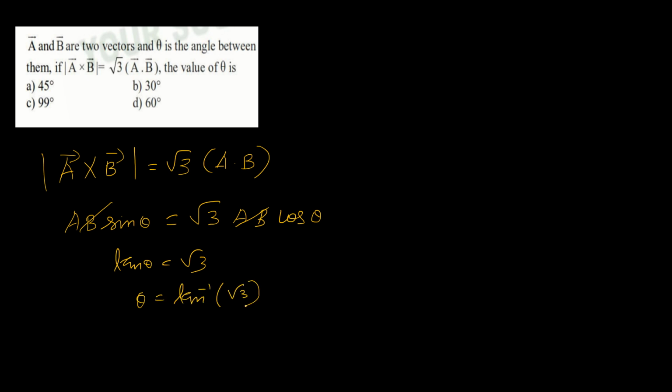We have learned about inverse trigonometric functions in the previous videos in maths. Okay, tan inverse root 3. What is tan inverse root 3? It is equal to 60 degrees. So the angle will be theta. So the option is D. Simple question. This type of question we can expect in mathematics also, so please study it.